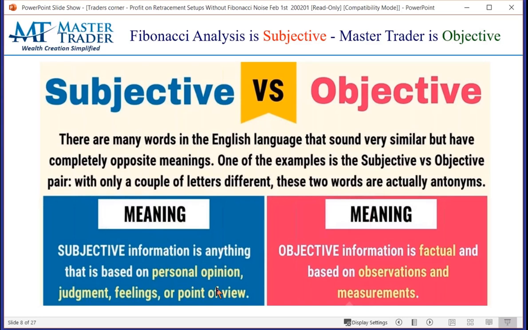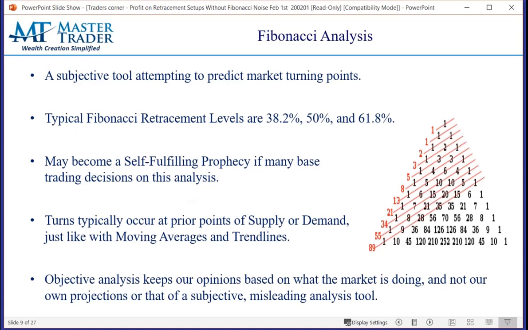I can observe it, I can measure it. And then we determine the information from that and put them together with the overall strategy to make our trading decisions. Fibonacci. So it is a subjective tool attempting to predict market turning points. If you just pull it up on your platform or your textbook, these are the main Fibonacci numbers: 38.2, 50, 61.8. I'm going to show you the levels that I want you to eyeball and how to interpret them using our approach.